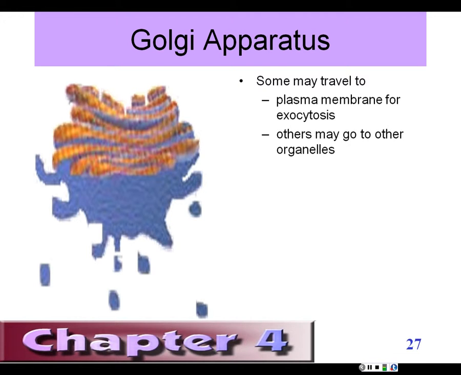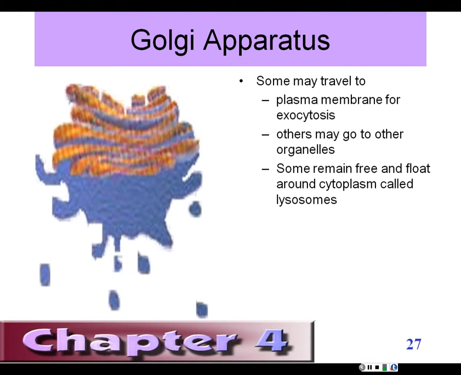It says they may travel to other organelles within the cell. But then it said some of them float around in the cytoplasm, and we want to call those lysosomes. Some of them fuse with the membrane, and they go through a process of secretion called exocytosis. So your protein hormones, when they're synthesized, in order to get into the bloodstream, have to be what? Sent outside of the cell.